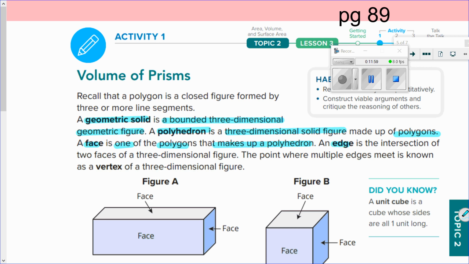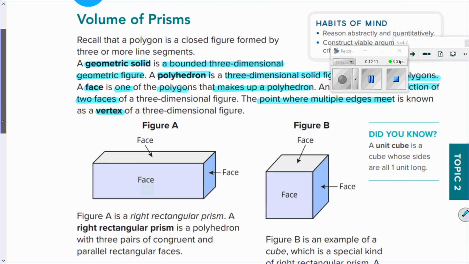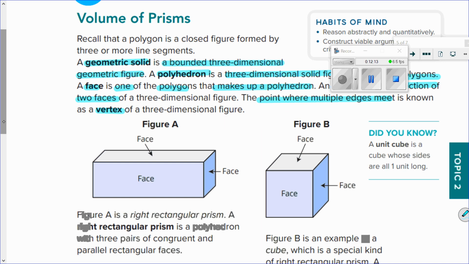An edge is the intersection of 2 faces of a 3-dimensional figure. The point where multiple edges meet is known as a vertex in a 3-dimensional figure. So they've given us a couple examples using a rectangular prism and a cube.